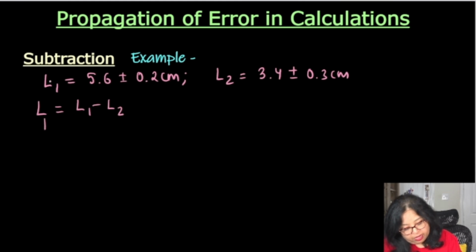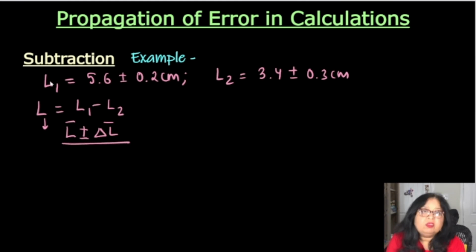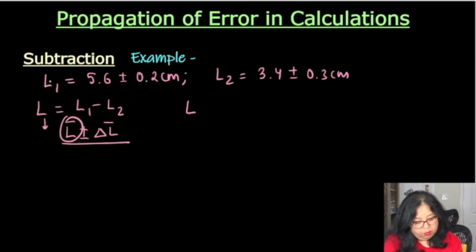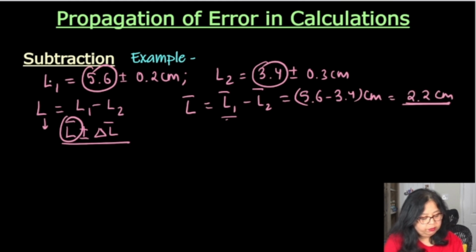But this L, at the end, should be written as L bar plus minus delta L bar. This L bar is easy. This L bar will be L1 bar minus L2 bar, where L1 bar is 5.6, L2 bar is 3.4. So here you go, 5.6 minus 3.4 in centimeters is equal to 2.2 centimeters.